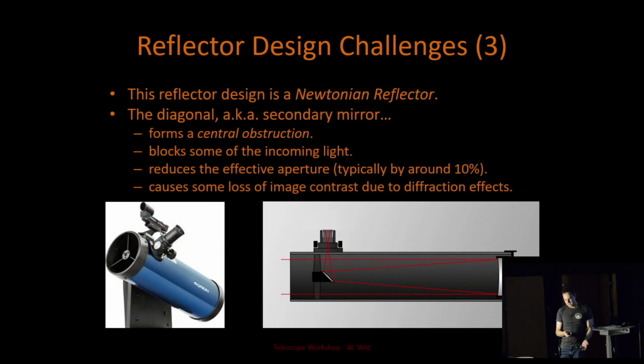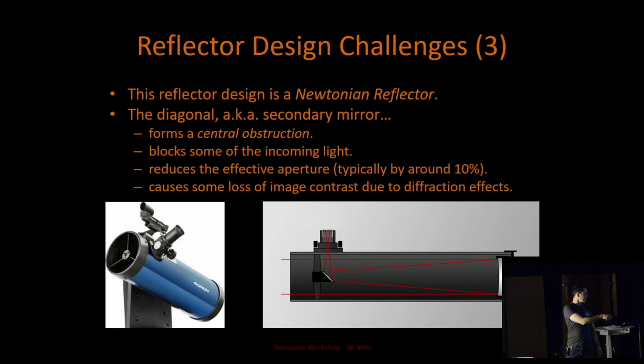This reflector design is called a Newtonian reflector. The diagonal, also known as the secondary mirror, is another mirror that sits at a diagonal, hence secondary diagonal mirror. It does get in the way of that light path a little bit. I mean, you can sort of see it's not completely blocking it.